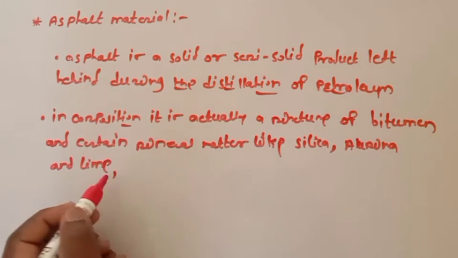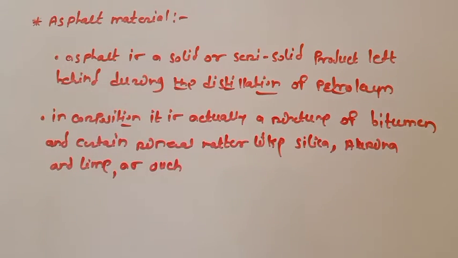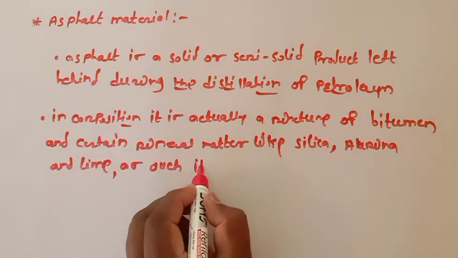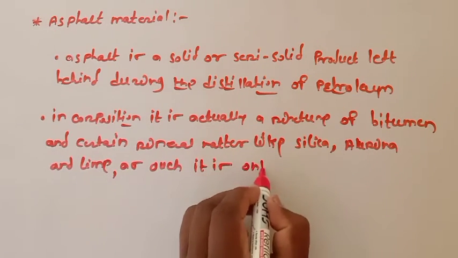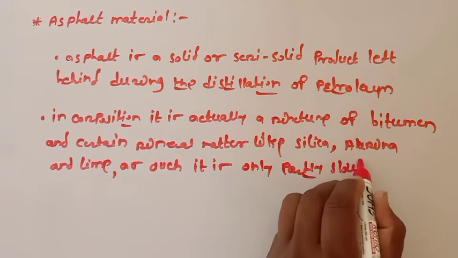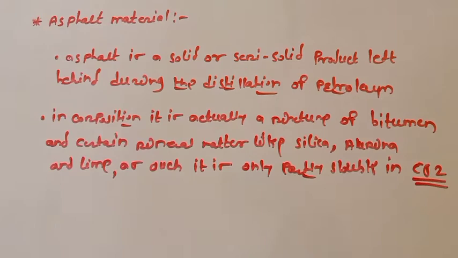Okay, as such, this asphalt is nothing but a mixture of bitumen and certain mineral matter like silica, alumina, and lime in such a proportion that it is only partly soluble in carbon disulfide. So asphalt is a solid or semi-solid product left behind during the distillation of petroleum.